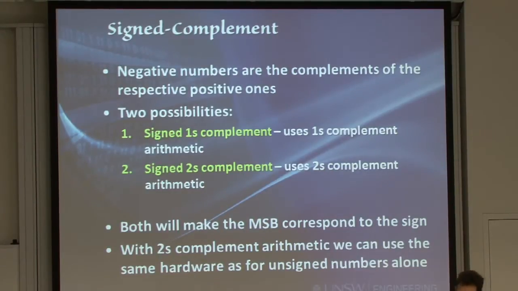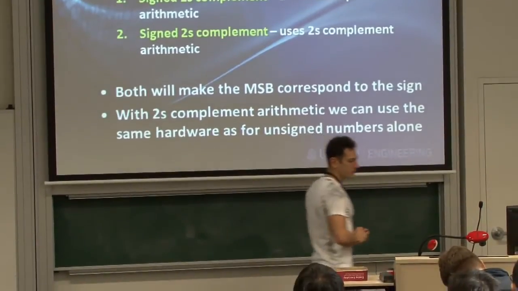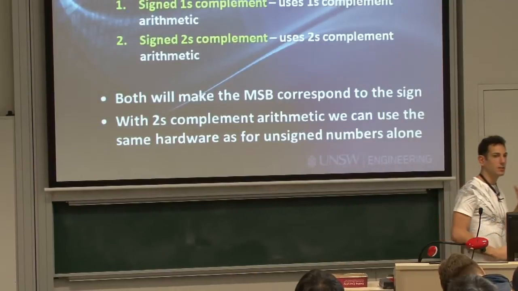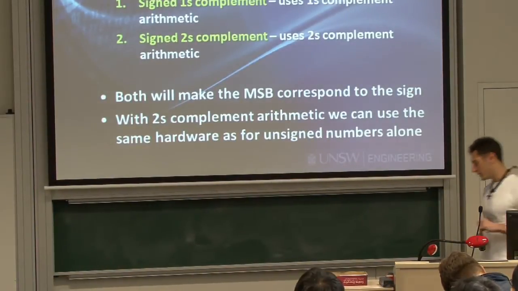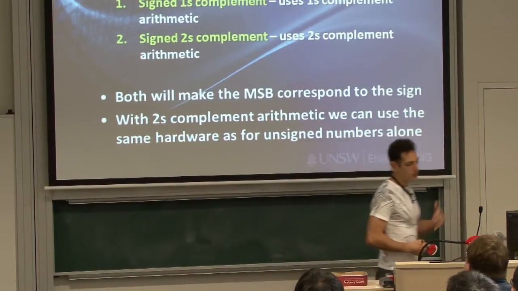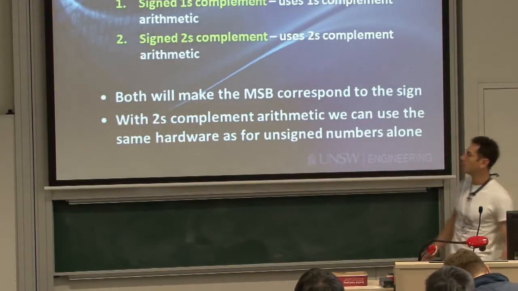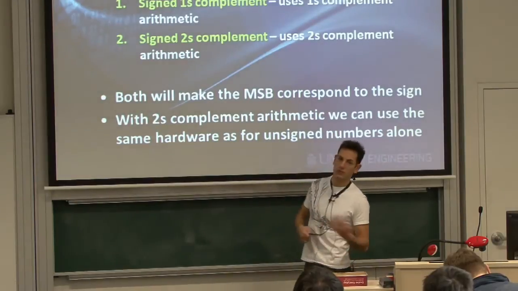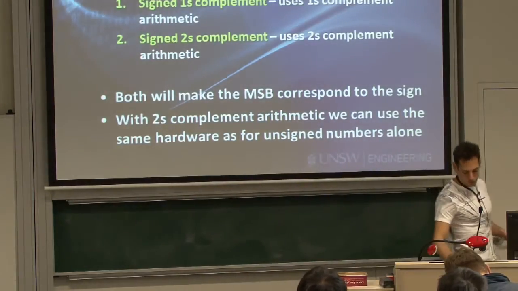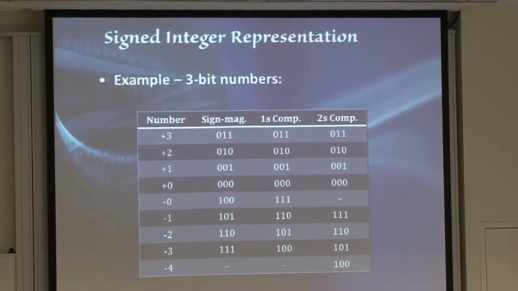Now, as it turned out, and I'll show you in the next few slides, when we use two's complement arithmetic, we can actually use the same circuitry for addition and subtraction, similar to the circuit we used just for addition at the beginning of last lecture. This simplifies things a lot. It saves on hardware. And this actually became the convention of how we represent negative numbers in binary. So we will end up using two's complement in general. But before we do, let me introduce to you the one's complement and the two's complement.